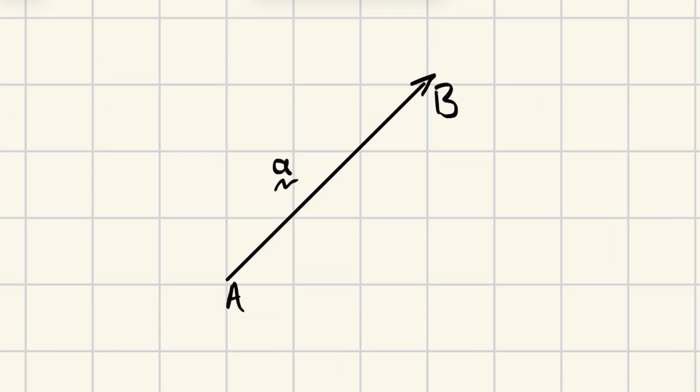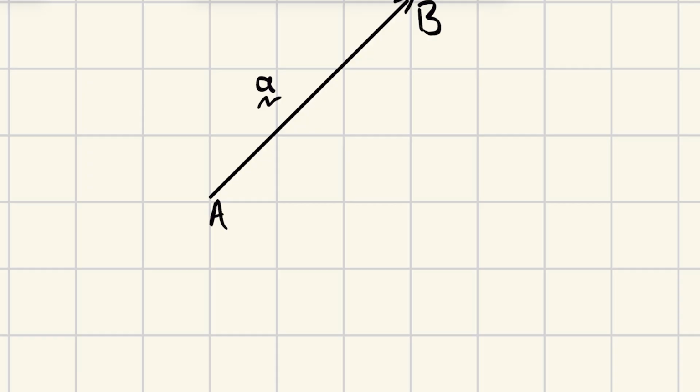Let's say we have a vector AB. We want to know what the opposite of AB is. The opposite of a vector is a vector with the same magnitude but in the opposite direction. So instead of the arrowhead being here, the start would be there and the arrowhead would be down here where A is. So how do we represent that in mathematics?